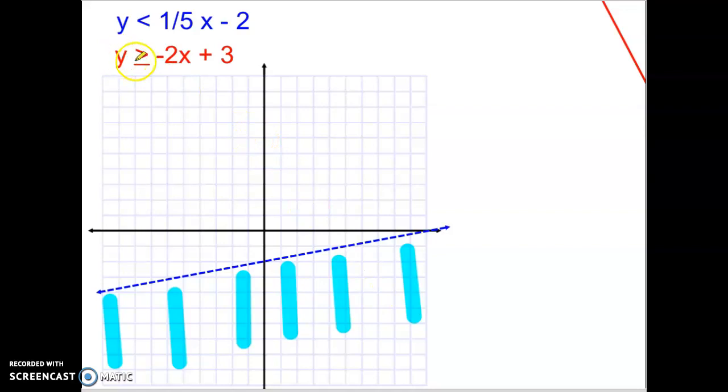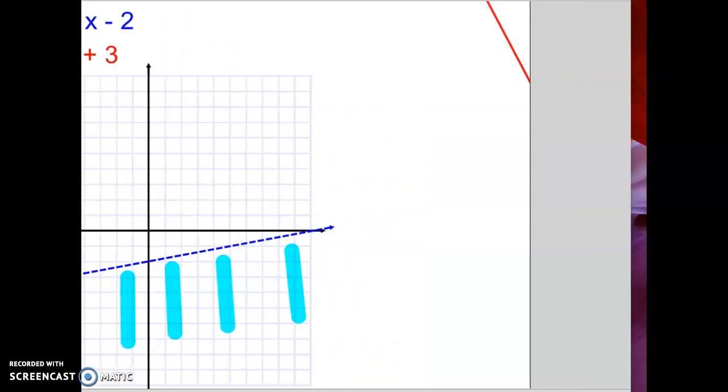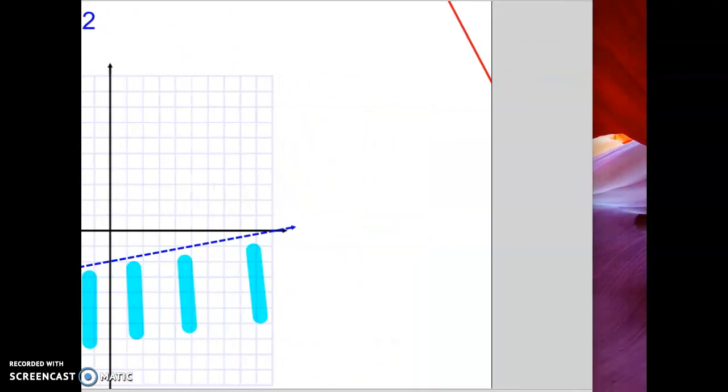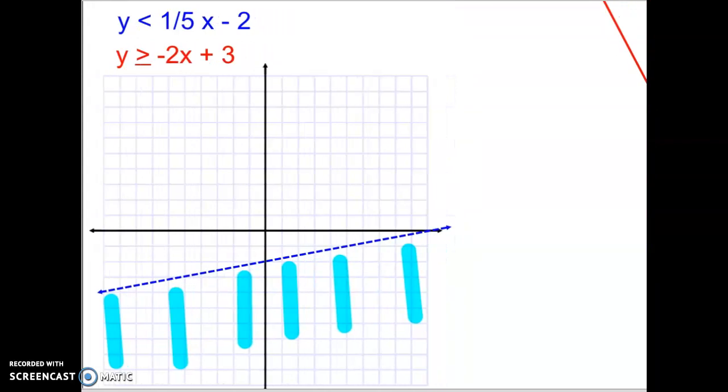Now the second one. Y is greater than or equal to -2x plus 3. So, trying to do something here. Hold up here. I got to move this one to the side so I can get to the key I need to get to. I'll be right back with you. And we're coming back to it.